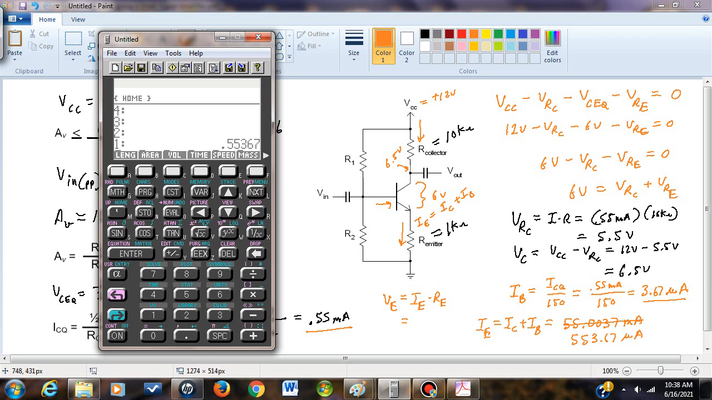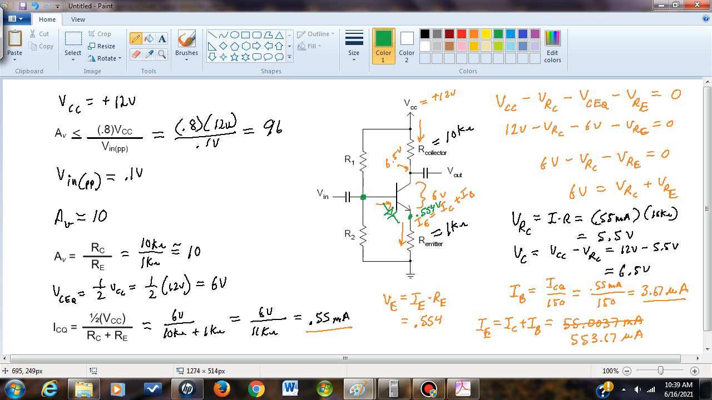Which is 0.55. I guess I could round as well, so 0.554. So the voltage at this point in respect to ground is 0.554 volts. Now with that stated, we can figure out what VB is, what the voltage at the base is right there. And we're going to assume that there is a 0.7 volt drop across the diode that's internal to the transistor right there.